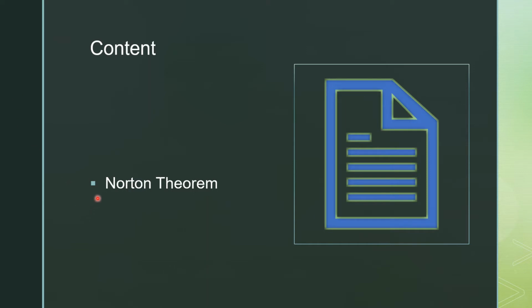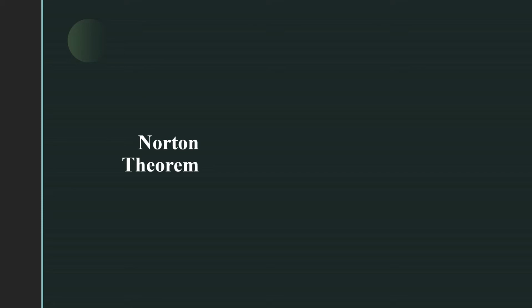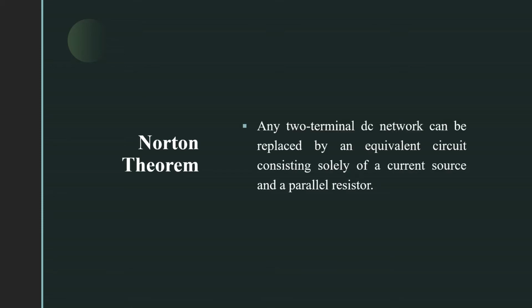Today we are going to discuss Norton Theorem. In the previous lecture, we studied Thevenin theorem, in which we state that any two-terminal DC network can be replaced by an equivalent circuit consisting solely of a voltage source and a series resistor. In Norton theorem, any two-terminal DC network can be replaced by an equivalent circuit consisting solely of a current source and a parallel resistor.